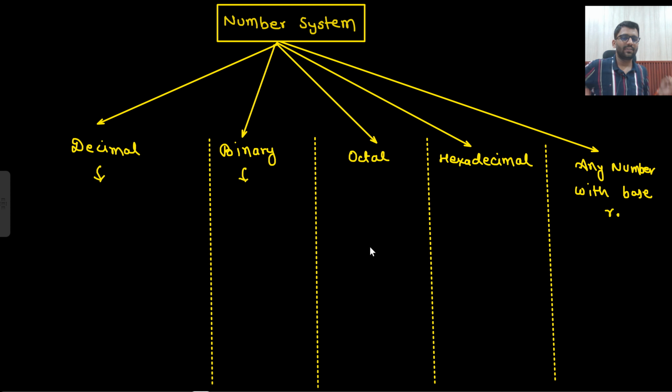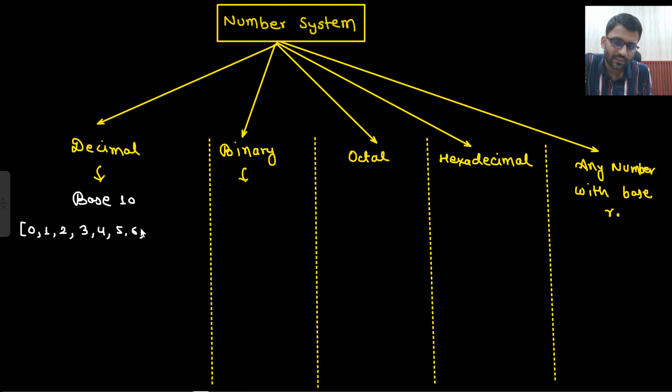Okay. So let's start with the number system. There are different kinds of number systems. The first one is the decimal, which we already know. Let's say what is the base of the decimal number system, that is base 10. Why do I call it base 10? Because there are a total of 10 digits possible: 0, 1, 2, 3, 4, 5, 6, 7, 8 and 9. These 10 digits are possible in the decimal number system.